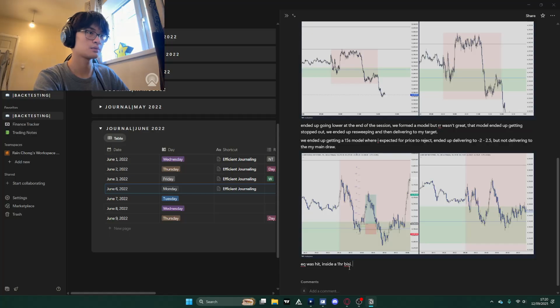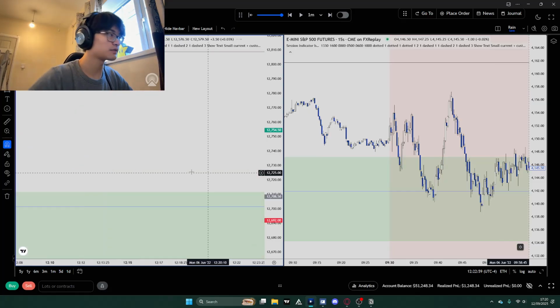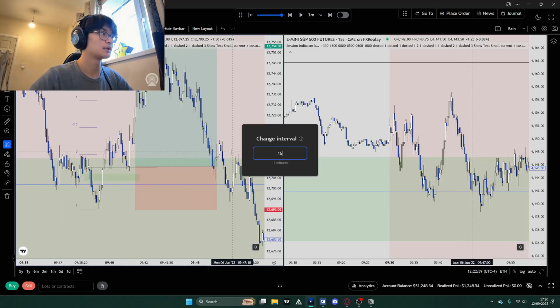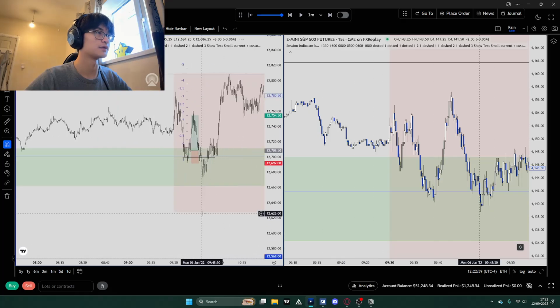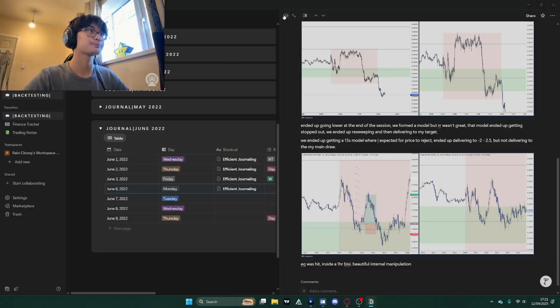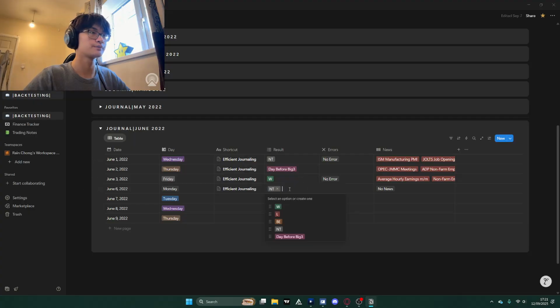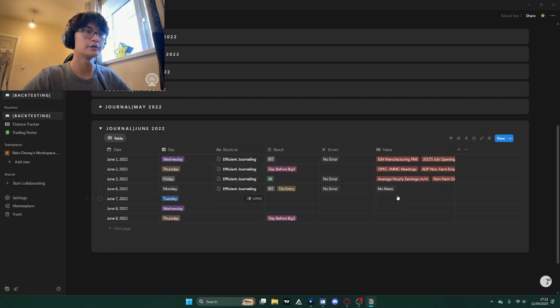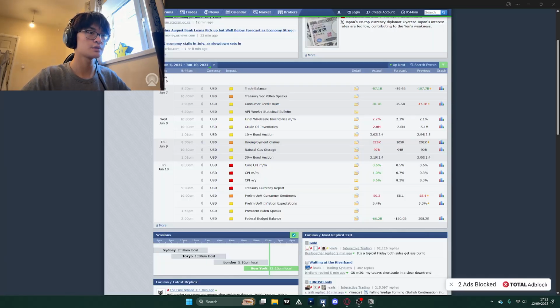Anything else? Beautiful general manipulation. Okay, 5 seconds. Yeah, uglier than the 15. Well, the 15 looks the best, but yeah. Alright, next session. No trade. 15 seconds. No error. No news. So Tuesday. Trade balance.